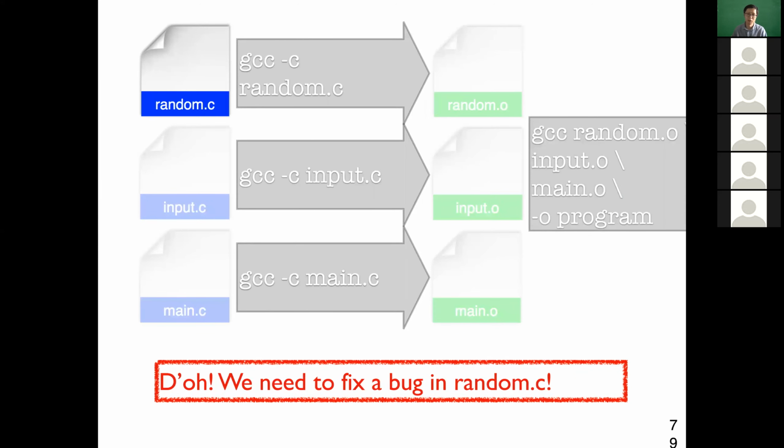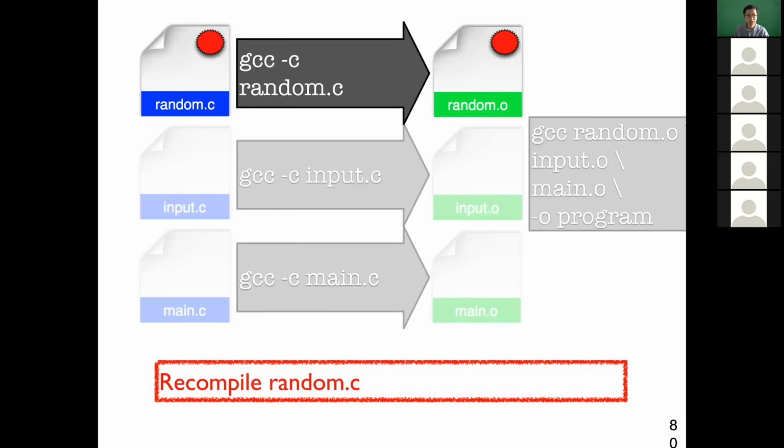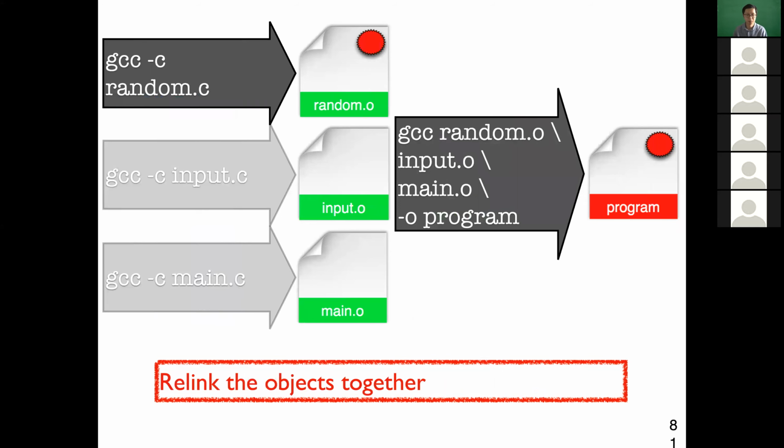Sometimes maybe we find there's a bug, right? For example, there may be a bug in a random number generation component. So we want to fix the bug. So we need to recompile it, and we need to relink everything, right? So to generate an updated program.